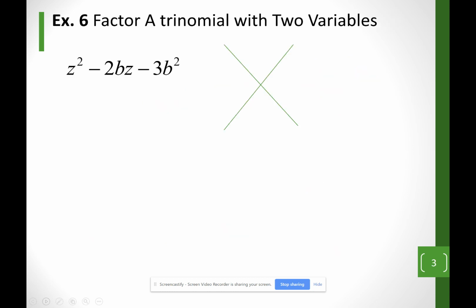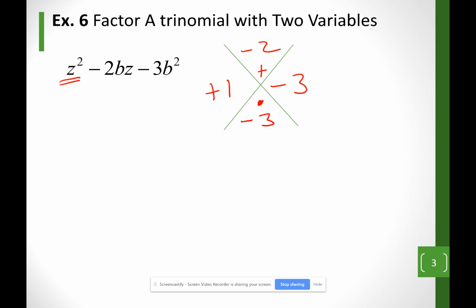Now here we're going to be dealing with more than one letter. I see z's and b's. I'm just going to look at this numerically. I'm going to start thinking of two numbers that multiplied equals negative 3, but when I add them is equal to negative 2. They multiply to a negative, so that means the signs are different. I'm going to be thinking of positive 1, negative 3.